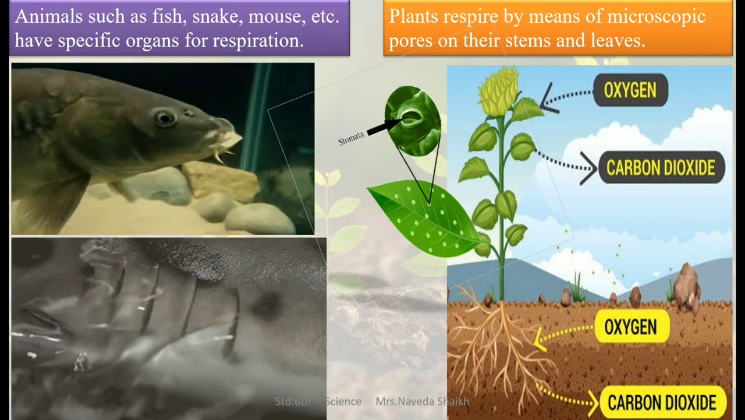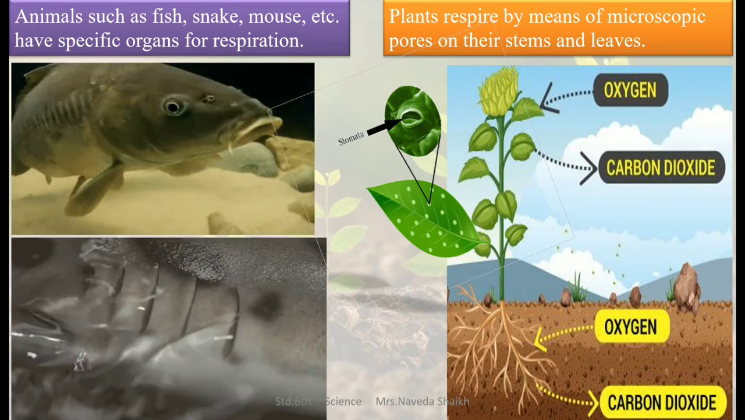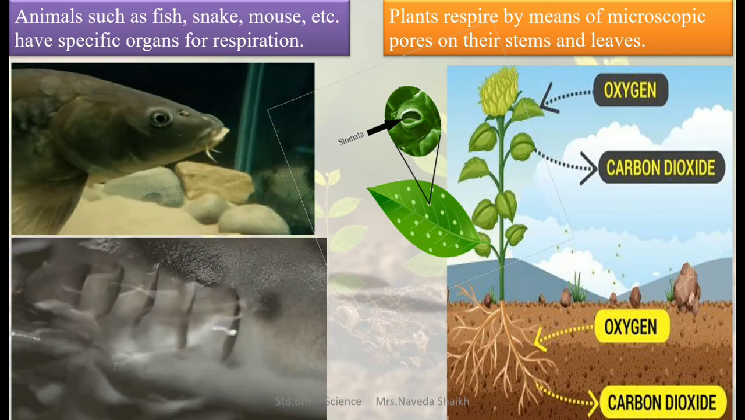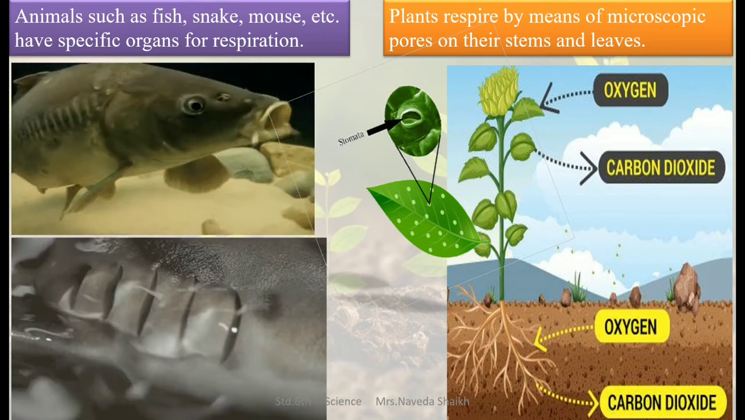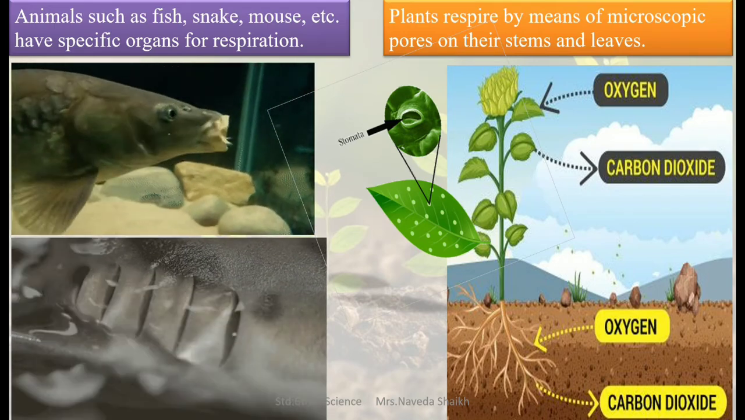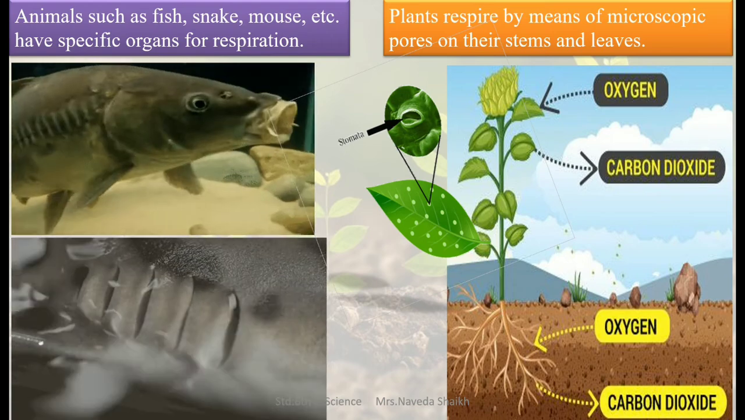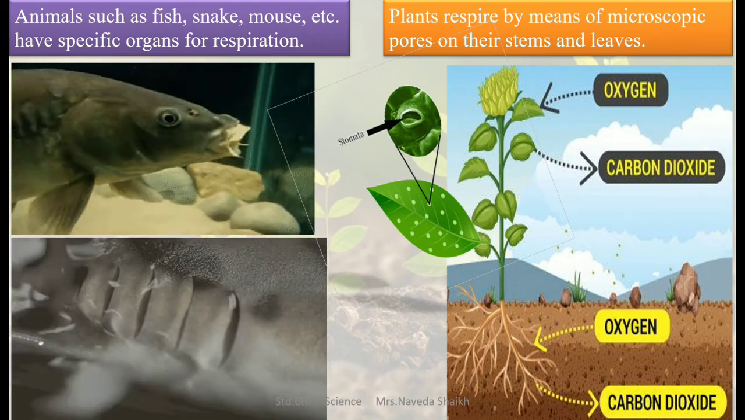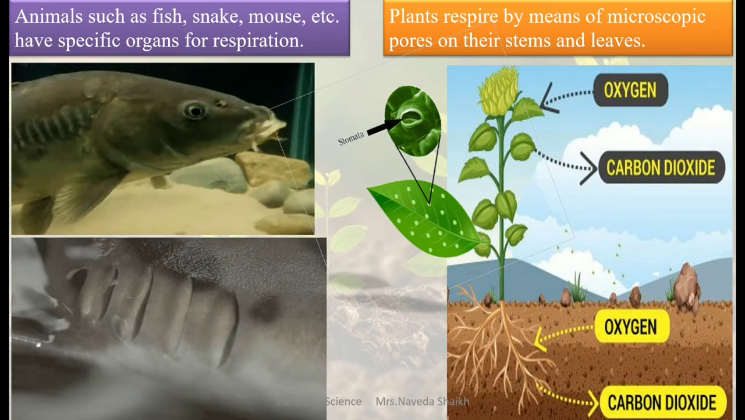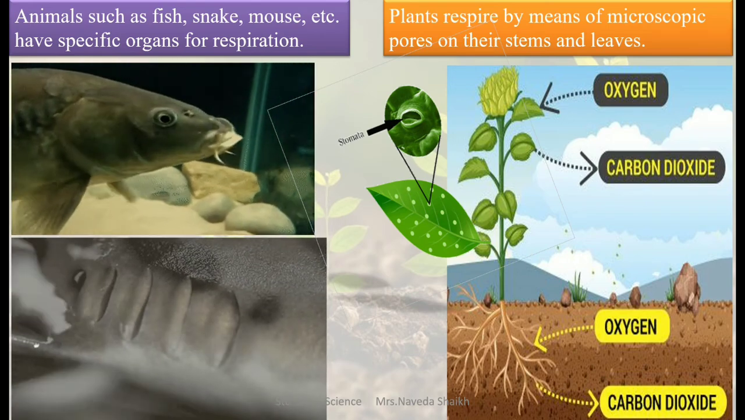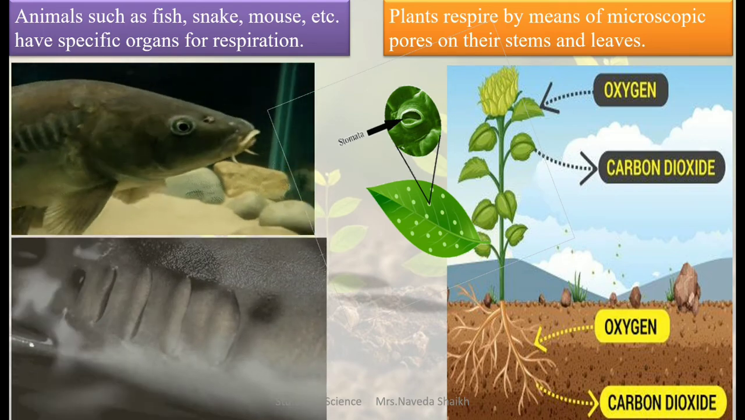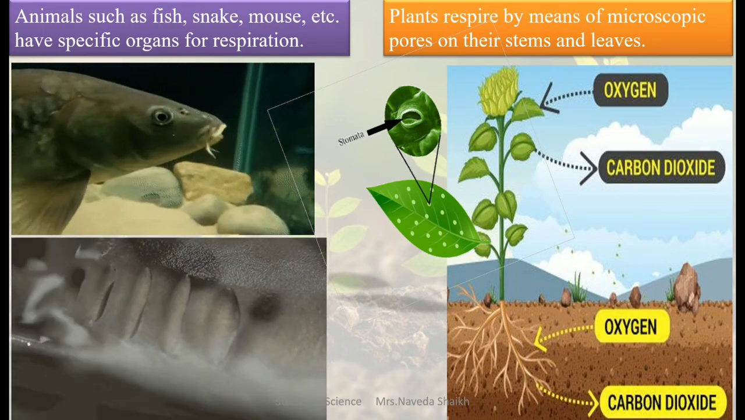Okay, so plants also take in oxygen and give out carbon dioxide during the process of respiration. Now do not get confused between photosynthesis and respiration. Photosynthesis happens only in plants, and that is they use carbon dioxide gas and give out oxygen gas. Whereas in respiration, plants take in oxygen like other normal living things and they give out carbon dioxide. Okay, so I hope respiration is clear to all my students.